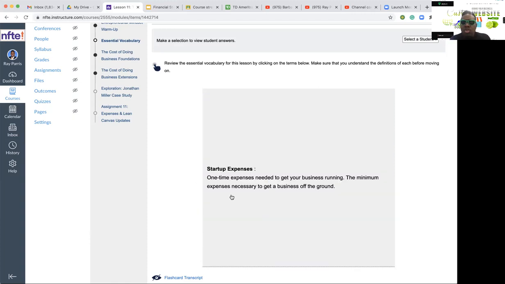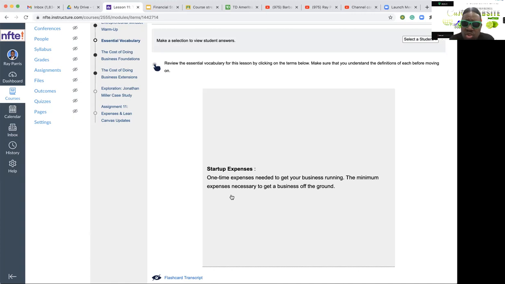And with startup expense, you don't want to get it twisted, because sometimes we say startup expense is in fixed expense. No, your startup expense is one-time expenses needed to get your business up and running. The maximum expenses necessary to get the business off the ground. So if I wanted to start a t-shirt business today, I need to sit down. What do I need to start this business? I need a heat press machine. I need paper. I need a printer. I need to have a good computer. I need to have an e-commerce setup. So it's a one-time fee to get everything up and running.